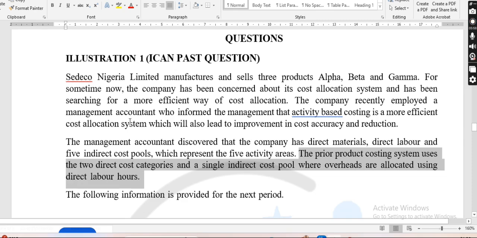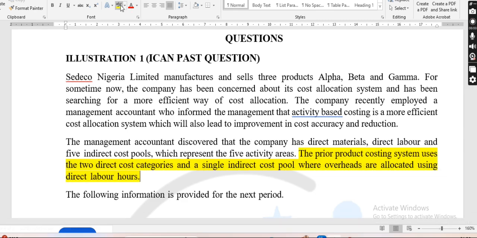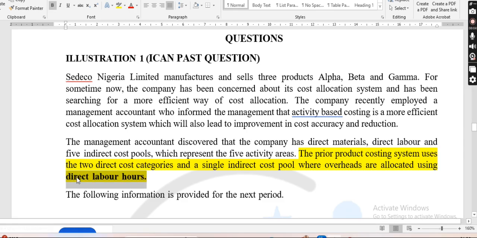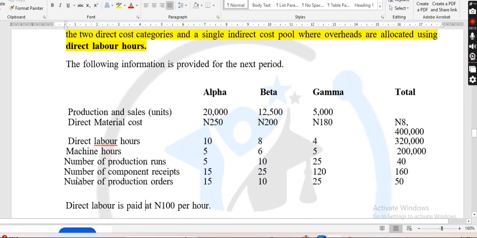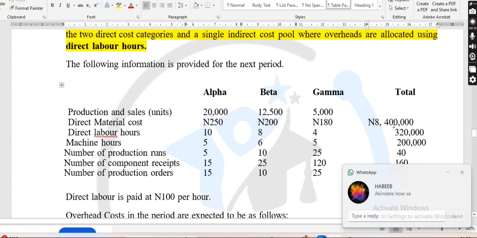You can see that it is based on direct labor hours. It is stated clearly that it is based on direct labor hours. Now, the following information, you can see alpha, beta, gamma. You can see the total given to you in the question, right? The total is given to you in the question.